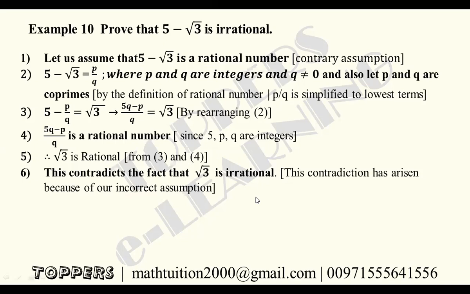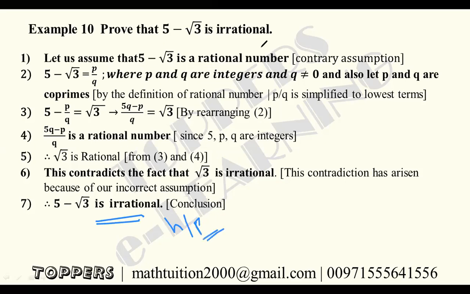So seventh step, therefore 5 minus root 3 is irrational. That is our conclusion. So hence we have proved that 5 minus root 3 is irrational. Okay, done? Clear? Very easy steps, right? Just remember these 7 steps to do it properly.